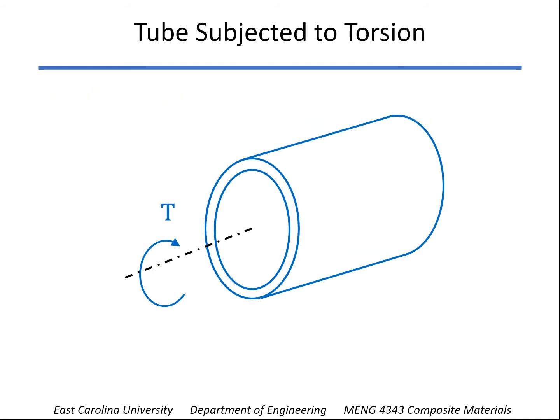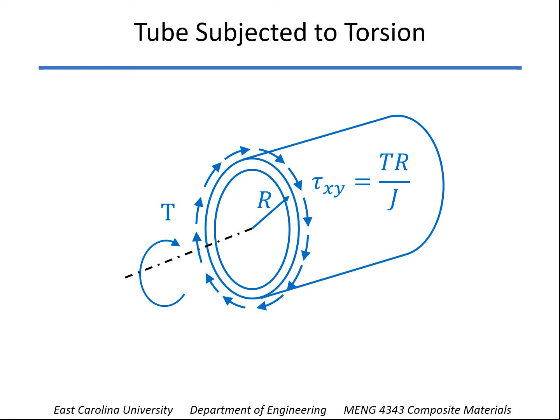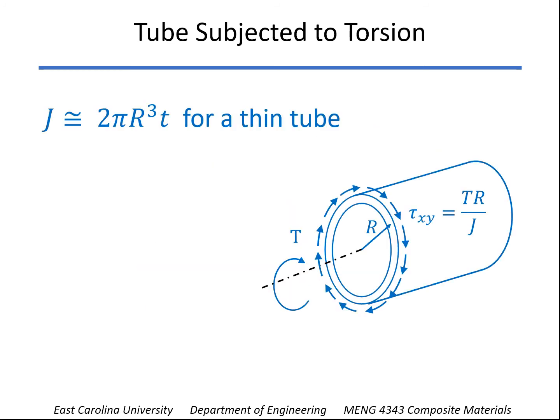Now let's look at a tube that, instead of bending, has a torsional moment applied to it, or a torque. Well, with that torque, if we had an isotropic tube, it would give us a shear stress of Tr over J, J being the polar moment of inertia, and the approximate value of that is twice the I value, in other words 2 pi R cubed times t, if the tube is thin.